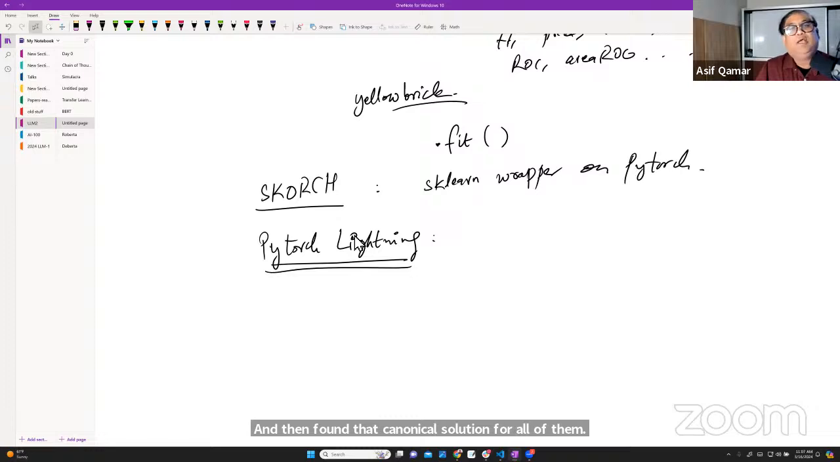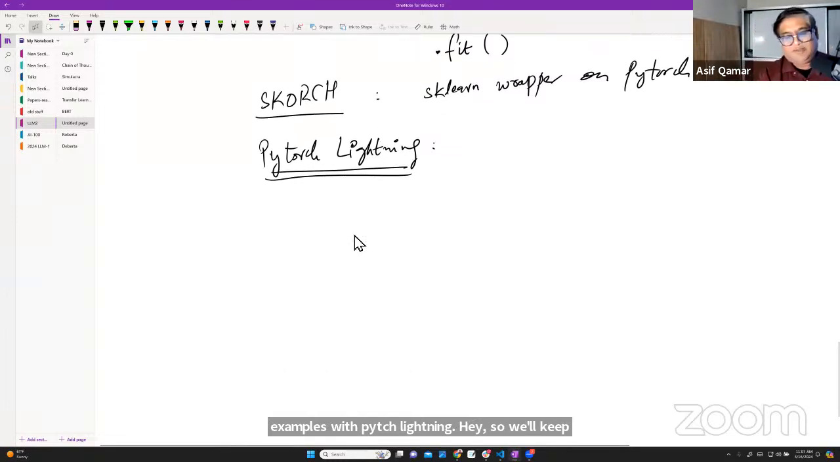In fact, last time I showed you code with just native PyTorch. Today, I'll show you code with Skorch. Next time, maybe at some point, I'll show you code samples with PyTorch Lightning. Right? So we'll keep familiarizing ourselves with different libraries.